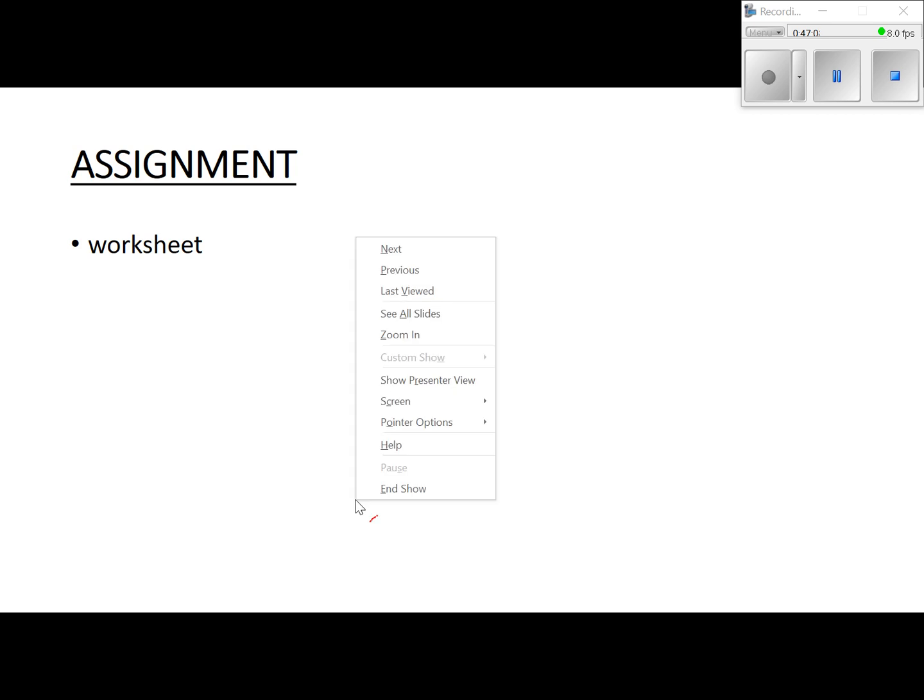The assignment is the worksheets on Moodle. If you have questions, feel free to send me an email, give me a call. I'll try to make another video to send to you, or I'll call you and help you through problems, whatever. I know these are difficult when I'm trying to explain them this way.